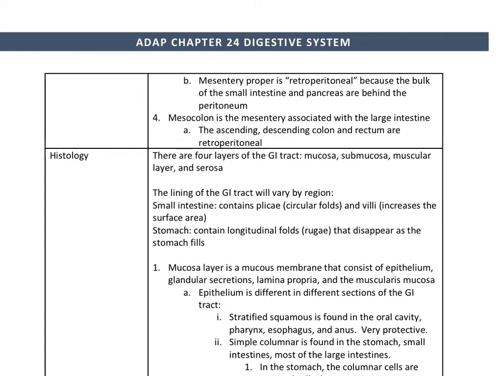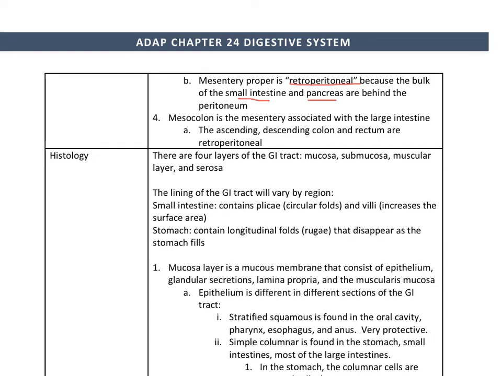The mesentery proper is retroperitoneal, and there are several organs that are retroperitoneal. I have an acronym to share with you to describe which organs are retroperitoneal, and we'll also go over that. So the mesentery proper is retroperitoneal, because most of the small intestine and the pancreas are behind the peritoneum.